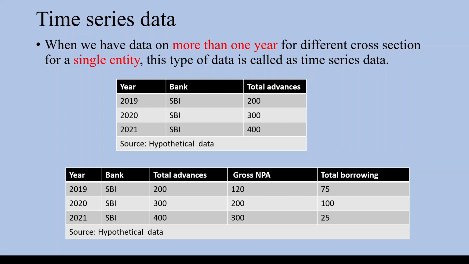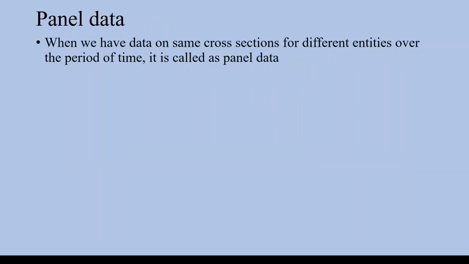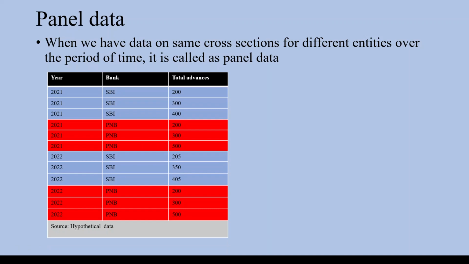So let's move to the final type of data set, that is panel data. Panel data is the data on some cross sections for different entities over a period of time. It is called panel data. So we have different entities, and data is for over a period of time, not a single year. We have data for more than 1 year. It's called panel data. So here is the example.